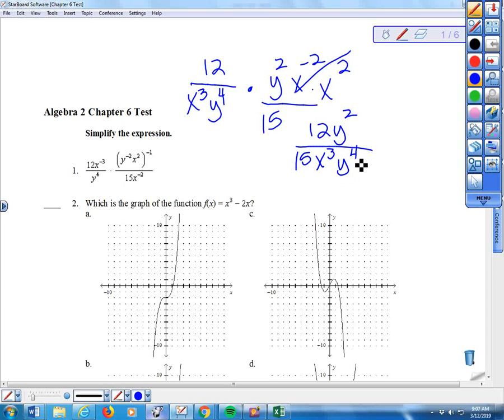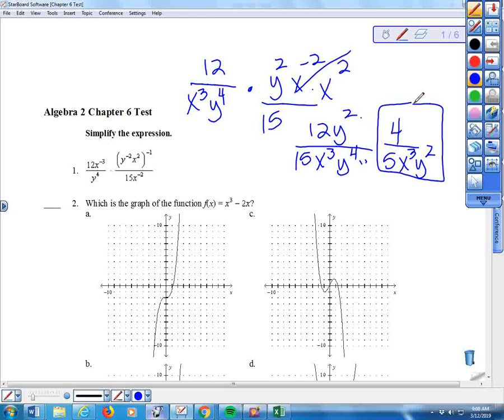The only thing left to simplify is my 12 15ths, and I have a y squared on top and a y to the 4th on bottom. So what does that result in? What do I do with the exponents? Subtract. So it's negative 2, which means it'll be on the bottom. Whichever number is bigger is where the final answer is going to go. Okay, and 12 over 15 is 4 over 5 x cubed y squared. This is the answer.